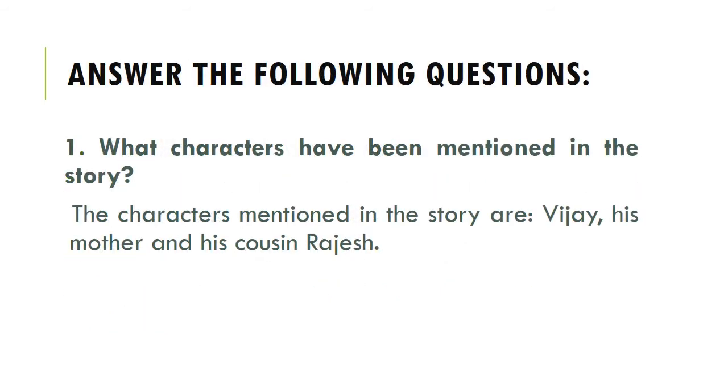Next exercise is answer the following questions. Question 1. What characters have been mentioned in the story? The characters mentioned in the story are Vijay, the main character, the water boy, his mother, and his cousin Rajesh. They have spoken about his mother's brother and even the villagers, but they are not the characters in the story.